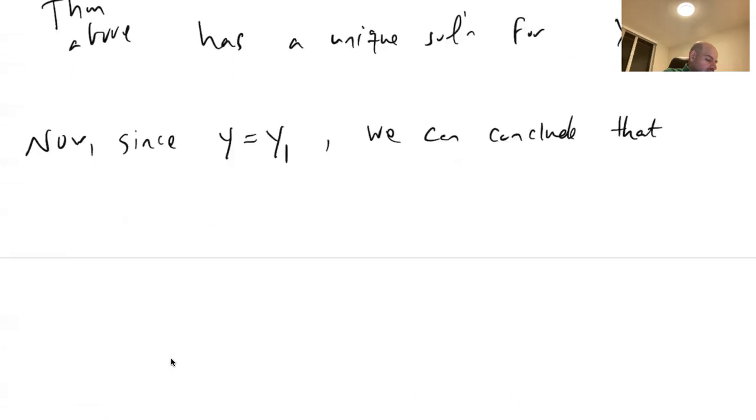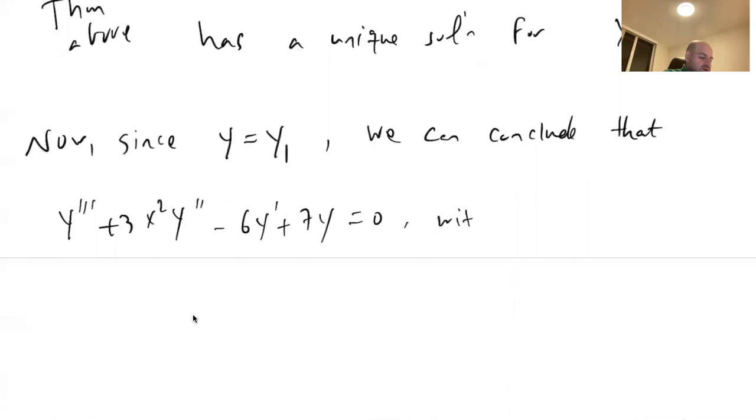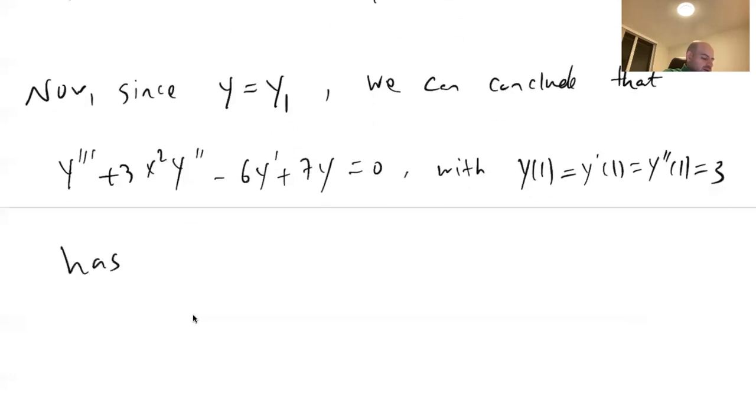We can conclude that y third derivative plus 3x squared y double prime minus 6y prime plus 7y equals 0, with y of 1 equals y prime of 1 equals y double prime of 1 equals 3, has a unique solution for y.